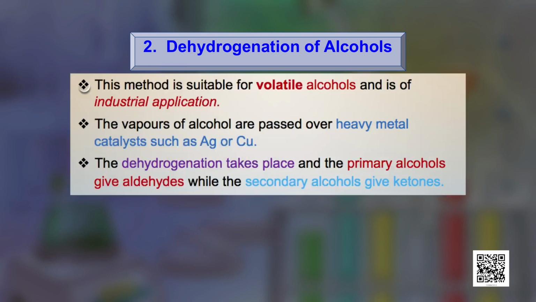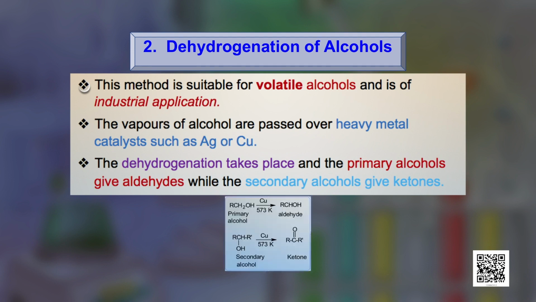This method is suitable for volatile alcohols and is of industrial application. The vapors of alcohol are passed over heavy metal catalysts such as silver or copper. The dehydrogenation takes place and the primary alcohols give aldehydes, while the secondary alcohols give ketones. You can see the reactions of the examples here for the preparation from primary and secondary alcohols.